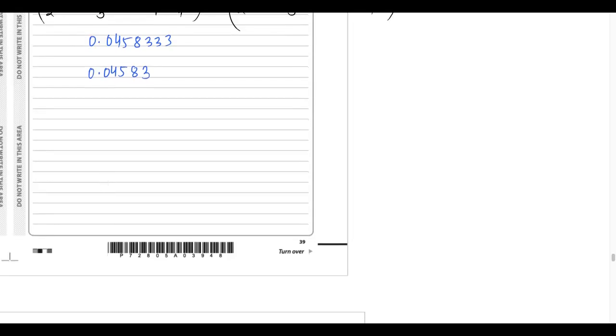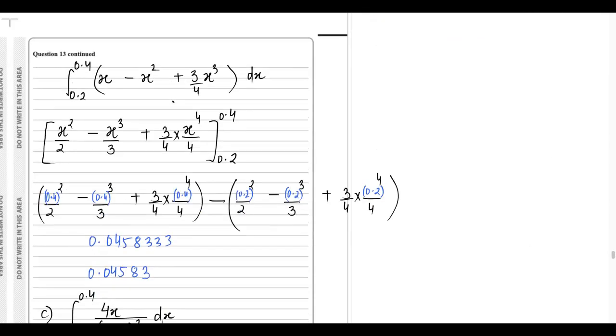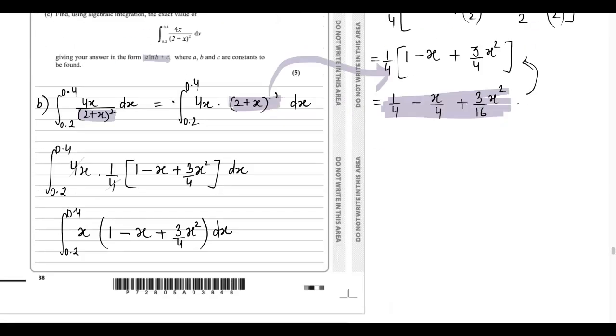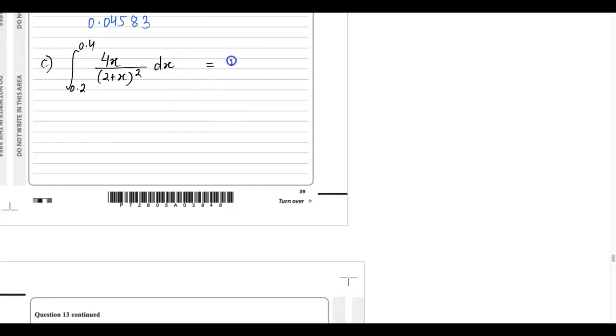We have the same thing, C part now, that has 0.2 to 0.4. It was 4x over 2 plus x to the power 2 dx. This is what we have to do, and we have to represent it in the form a ln b plus c. Let's see. In that case, we can have n number of ways. I'm going to be just using the substitution method.